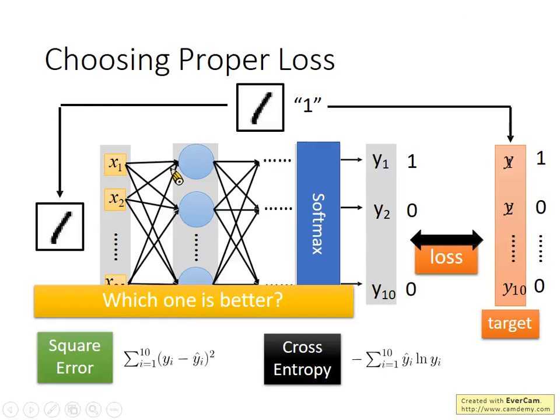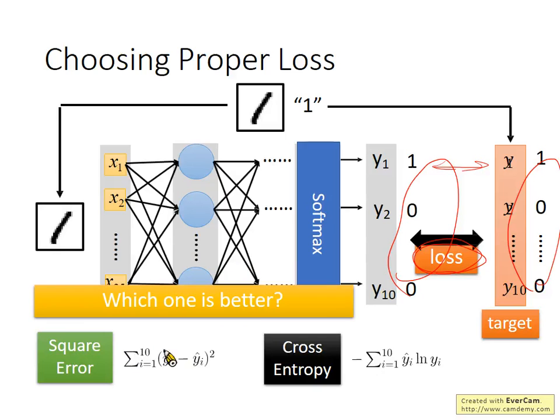The first tip is to choose a proper loss. Remember that when we train a neural network, at the final stage, we need to choose a loss function to represent the predicted result and the ground truth. So we need to measure the loss between the predicted result and the ground truth. Actually, we have several ways to measure the loss.